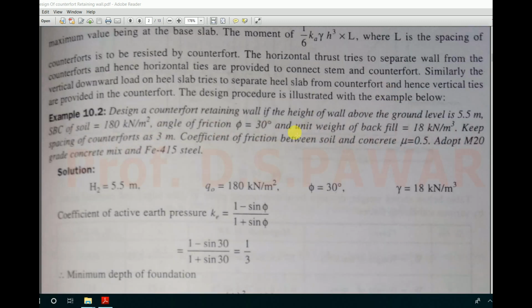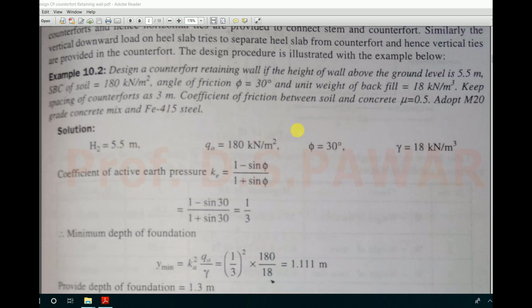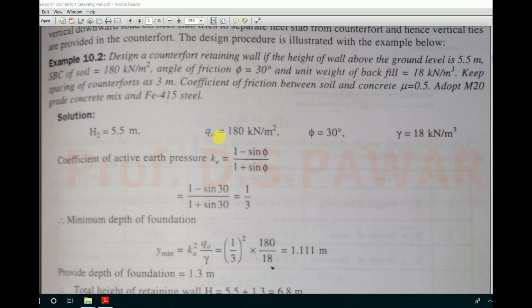Now, already the various terms, the basic things, what are the various parts of a counterfort retaining wall, we have discussed earlier. Now take one problem: design of counterfort retaining wall. If the height of wall above ground is 5.5 meter, SBC of soil is 180 kN per meter square, angle of friction 30 degree, and unit weight of backfill is 18 kN per meter cube. Keep spacing of counterfort as 3 meter. Coefficient of friction between soil and concrete mu is 0.5. Adopt M20 grade concrete and Fe415 steel. So this is the given data.